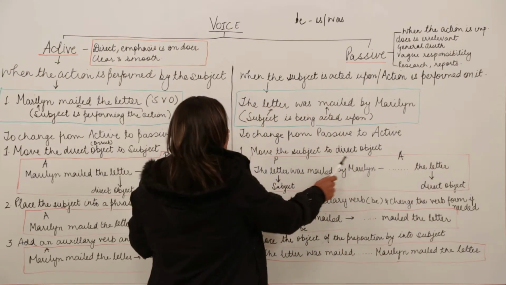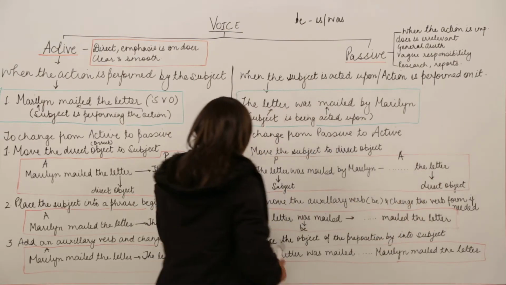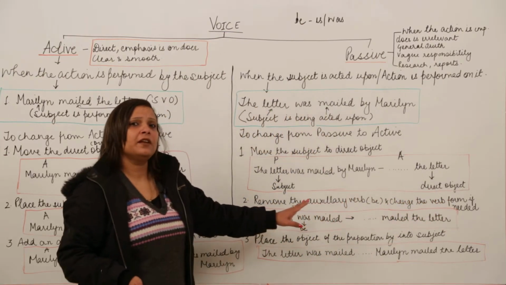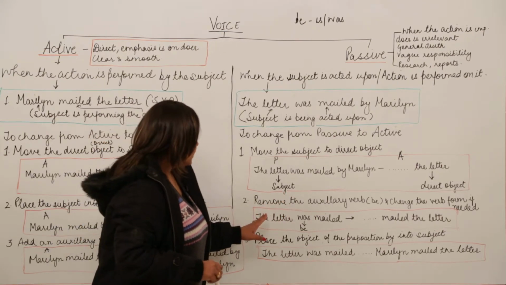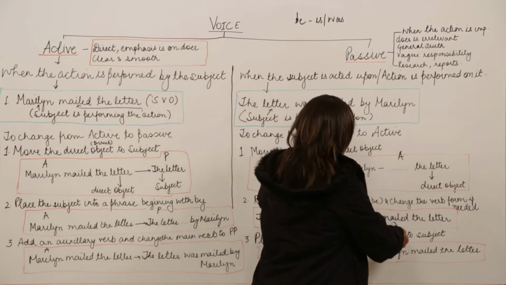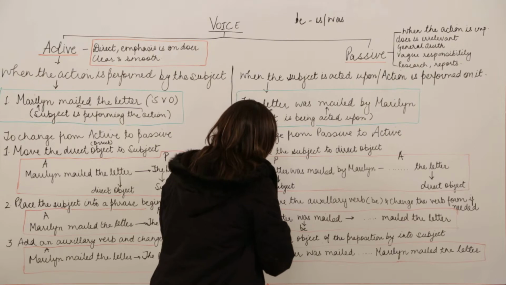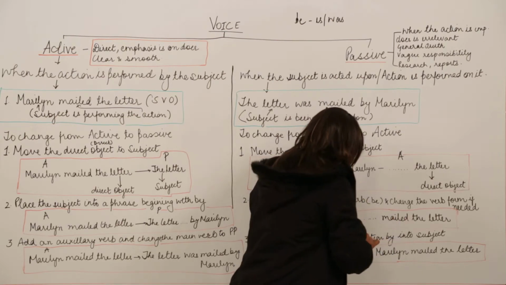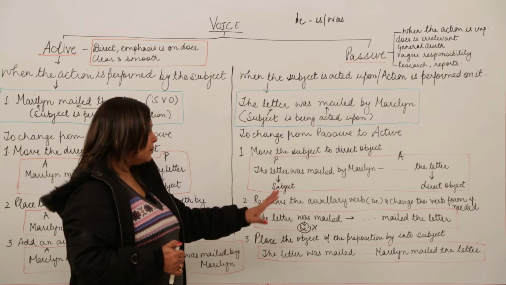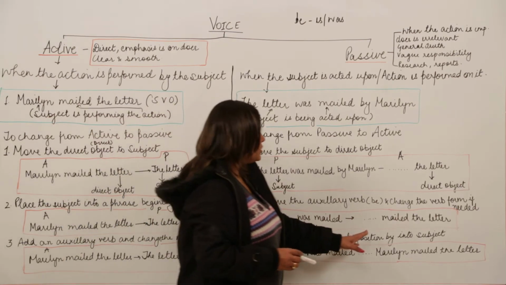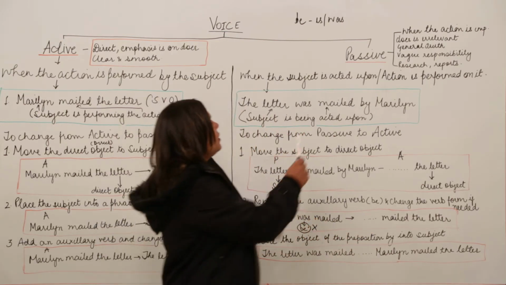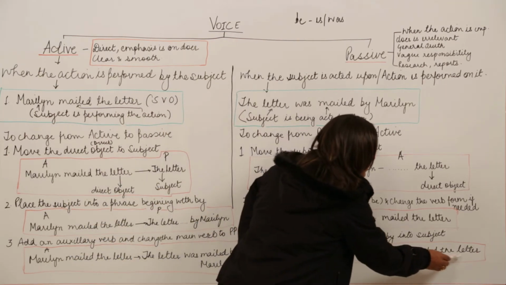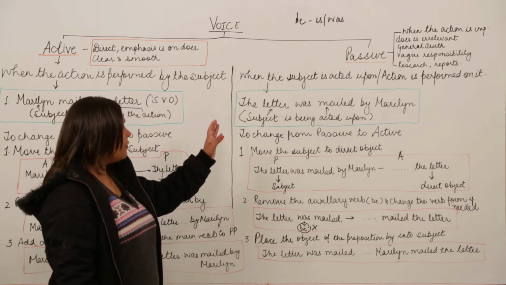The letter was mailed by Marilyn. The letter becomes the direct object. Then remove the auxiliary verb and change the verb form if needed. From past to past it will not be needed, but from present to past it will be needed. The letter was mailed, now it becomes mailed the letter. The be form is removed and the past participle is reverted to its basic form. And then place the object of the preposition by. What was the object of the preposition by here? By Marilyn. So Marilyn becomes the subject.